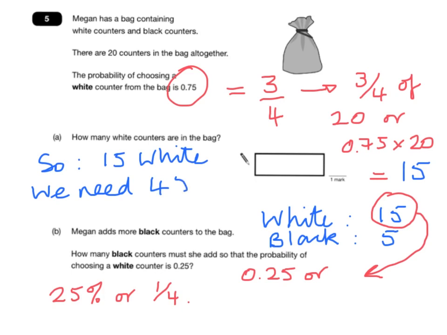So therefore, we need a total of 45 black counters. Well, we've got 5 in there already. Be careful, we've got 5 already. So we just need to add another 40. And then you should find that the ratio is 15 to 45, or 0.25 to 0.75, or if you prefer, 25% to 75%.